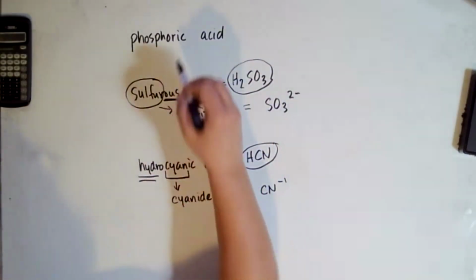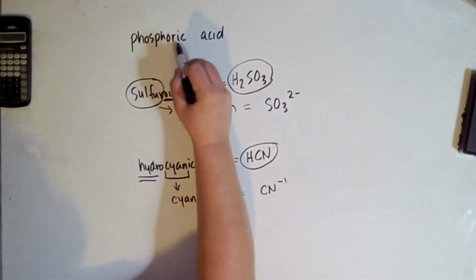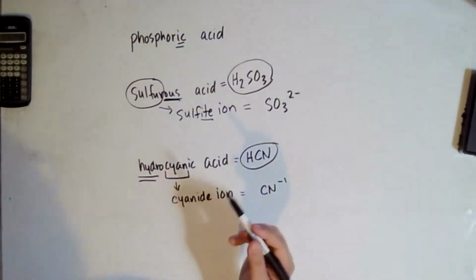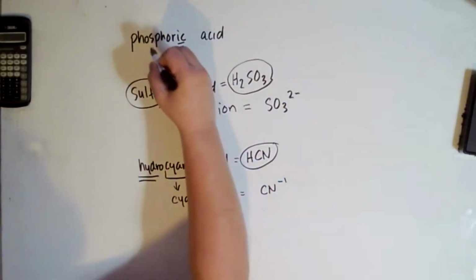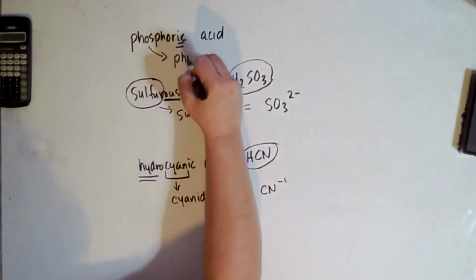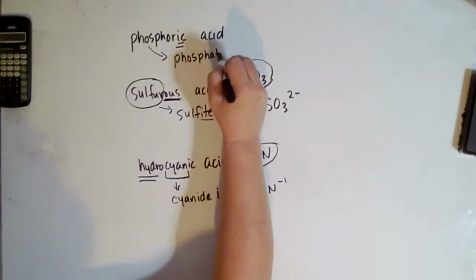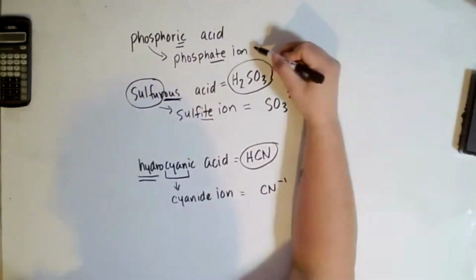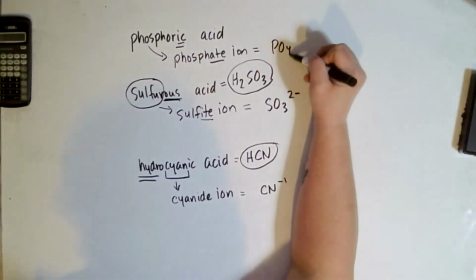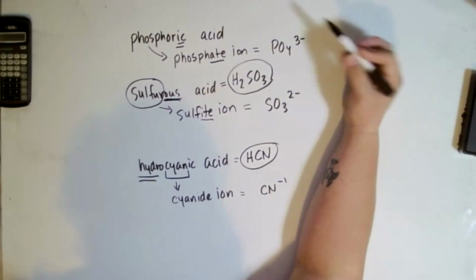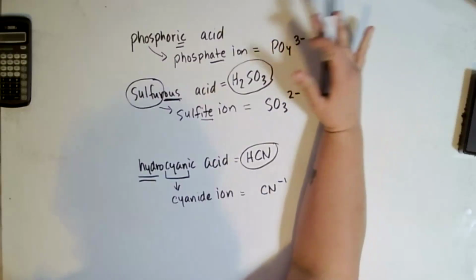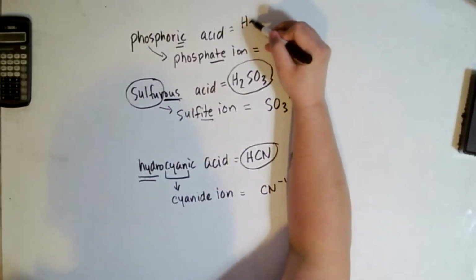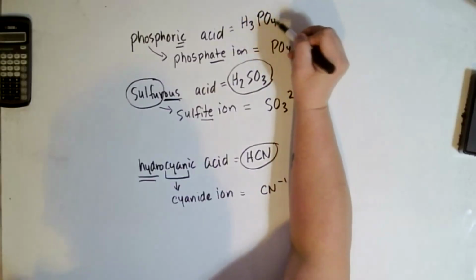For the last example, I've got an oxyacid that ends in IC. So I know my polyatomic ion is going to end in ATE. This is going to be my phosphate ion. My phosphate ion has a formula of PO4 with a -3 charge, which means I'm going to need 3 hydrogens in front to balance it out. So my formula for phosphoric acid is going to be H3PO4.